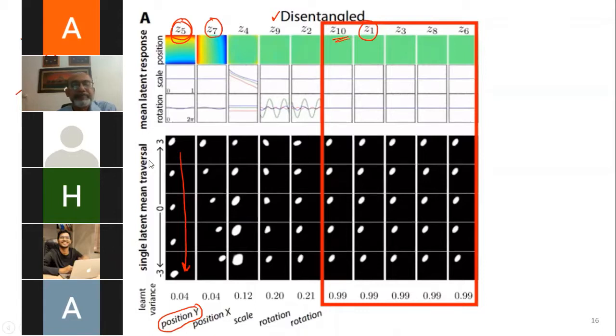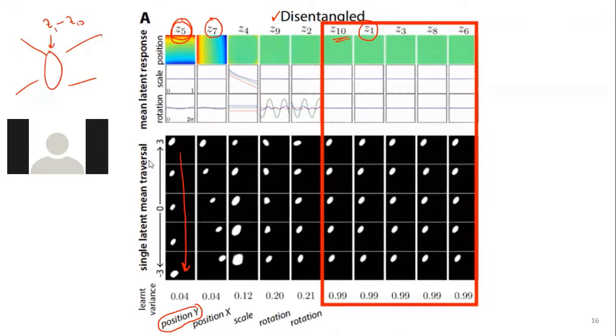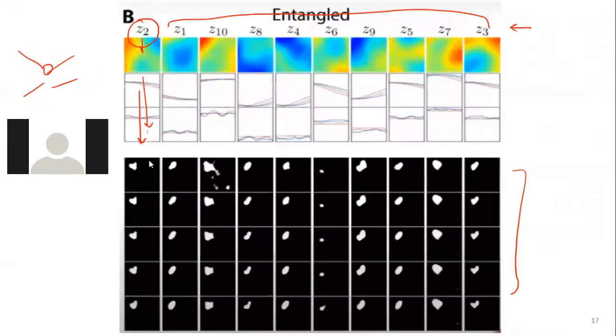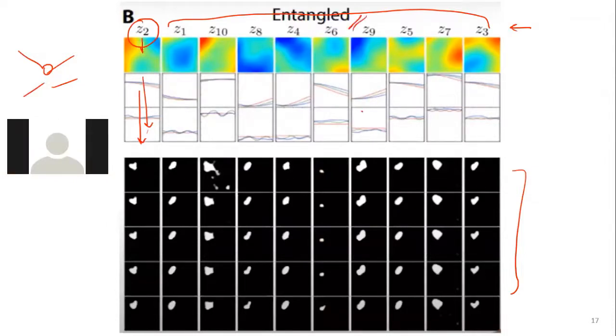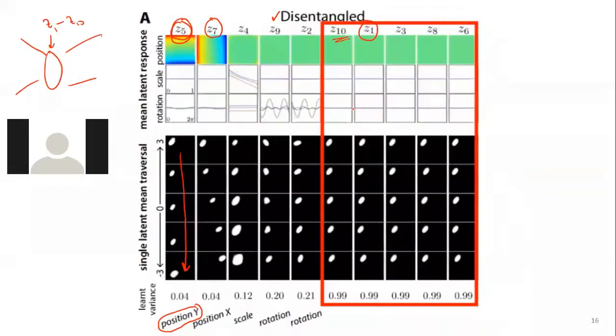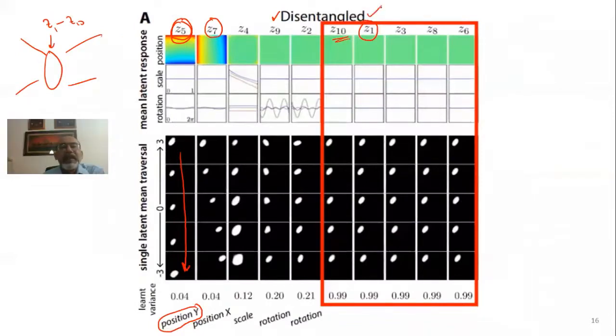Sir, in the last picture, there's also a size increase in the picture. Why? In the position in this Y particular case, images, in the entangled case. No, sir, in the disentangled case. Okay, so in the disentangled case, what you're seeing here is that when you're varying Z5, it's only changing the Y position.